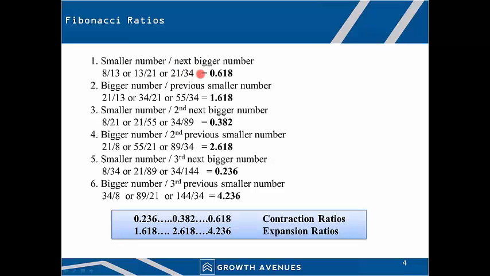So if you do 21 divided by 55 or 34 divided by 89 and so on, that is smaller number divided by the second next bigger number, then there is a constant ratio of 0.382. As in the earlier ones, as you go to the larger and larger numbers, the number will become purer and purer to 0.382. Okay, so this is the next divisor, right?